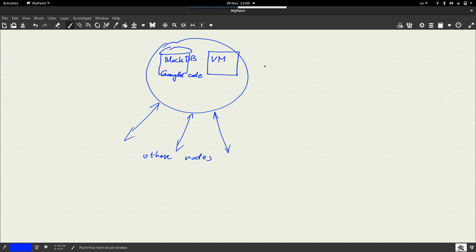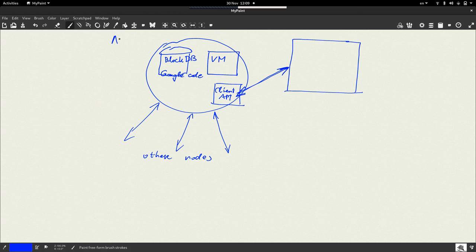And also, there is a client API which allows standardized clients, for example, with a graphical user interface, to interact with your nodes. There are many different clients and different node implementations. So the protocol is the same, but node implementations are different.